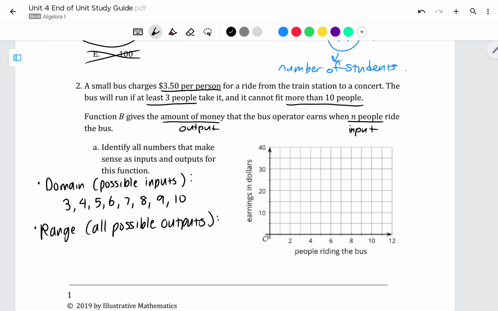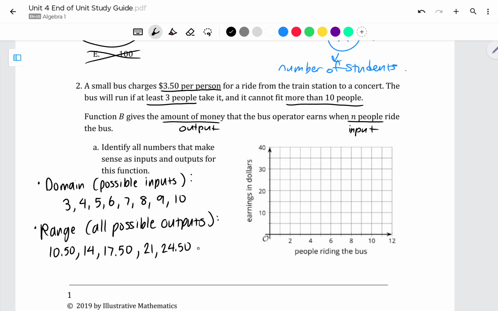Depending on how many people there are, you multiply that by 350, and that's going to be the range. So 3 times 350, that's 1050. 4 times 350, that's 1400. 5 times 350, that's 1750. 6 times 350, that's 2100. 7 times 350, that's 2450.